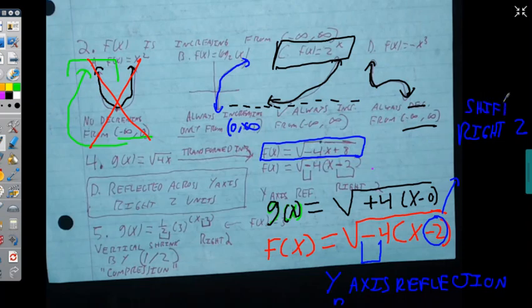And just looking at the work, we were reflected across the y-axis and shifted right 2. Alright?